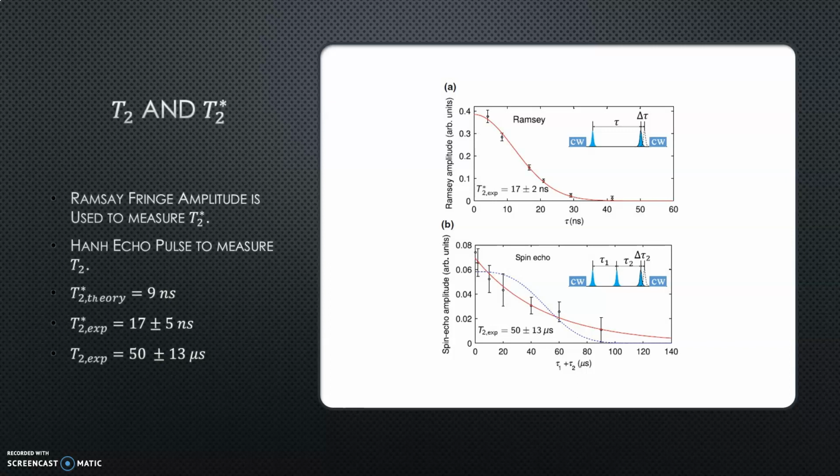Now we apply a spin echo sequence to suppress the effect of inhomogeneous nuclear spin and use a Hahn echo pulse to calculate T2. A standard spin echo includes 2 pi by 2 pulses separated by 1 pi pulse. The measured spin echo decoherence time T2 is equal to 50 plus or minus 13 microseconds with an exponential fit. Certain possible reasons for limiting T2 include instantaneous diffusion and spectral diffusion. Instantaneous diffusion is the decoherence caused by the refocusing pulse in the spin echo sequence.